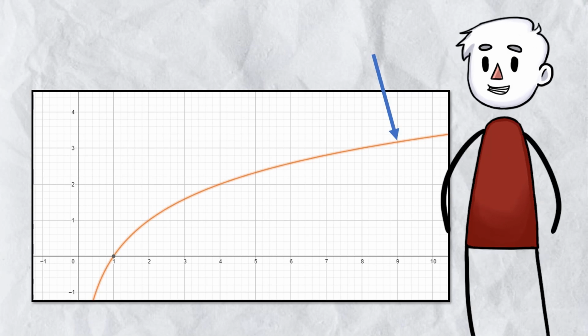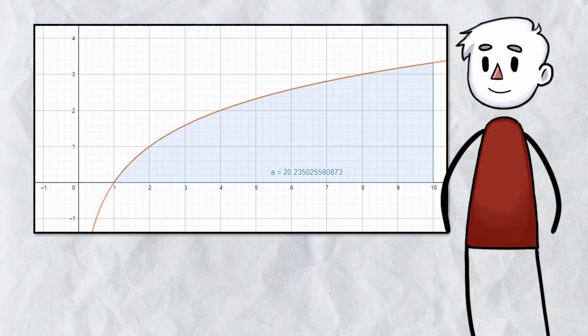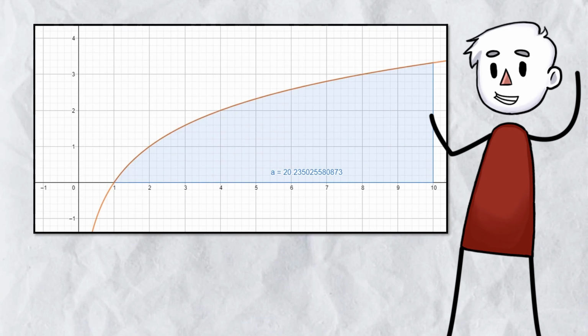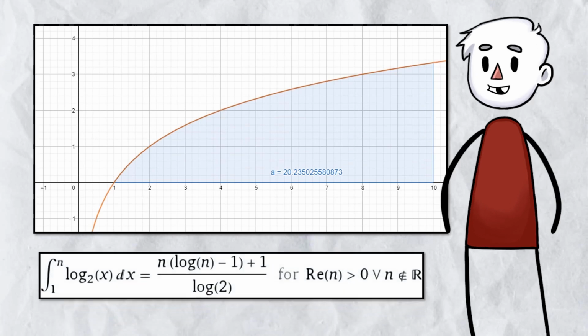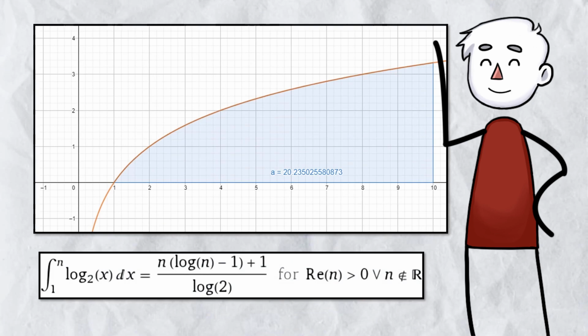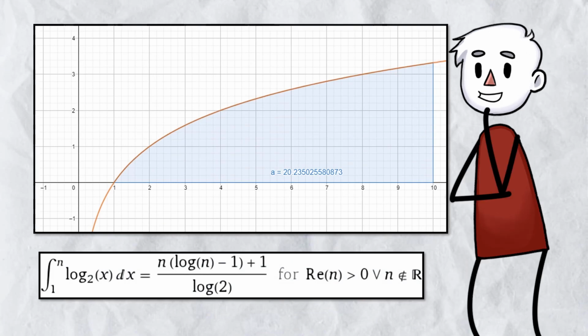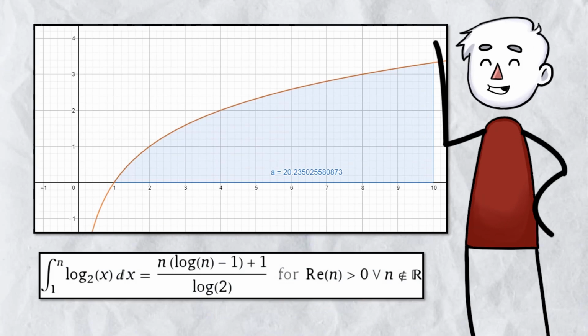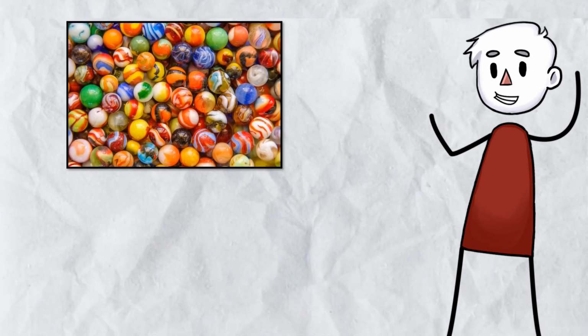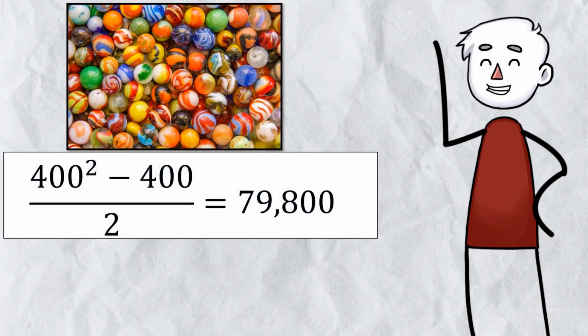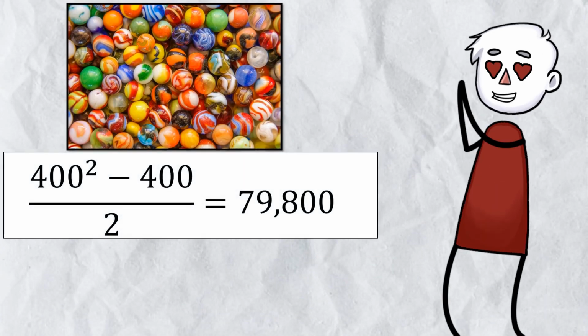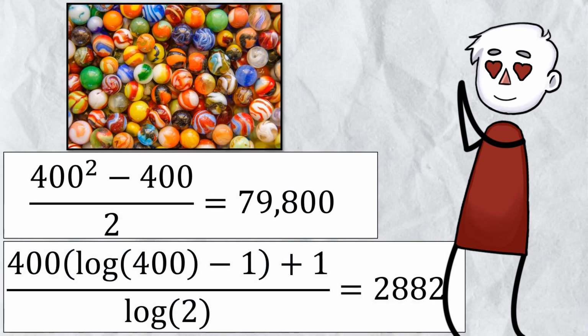To give an example, the integral of this function between 1 and 10 is about 20, which is close to the 19 we showed earlier. The exact amount can vary depending on how the paintings were shuffled when we started ordering them. Now, the integral between 1 and any number n looks like this. In other words, to see how many comparisons we need to do in order to rank n elements, we just plop that number into this expression here. So, for our 400 marbles example, instead of 79,800 comparisons, we only need to do 2,882 comparisons.